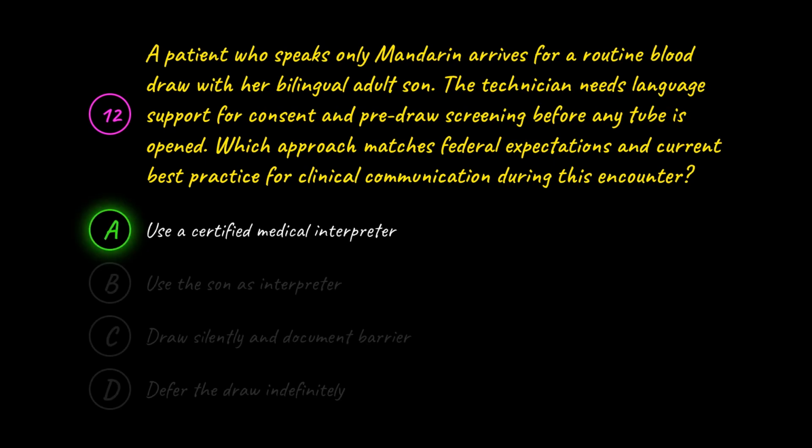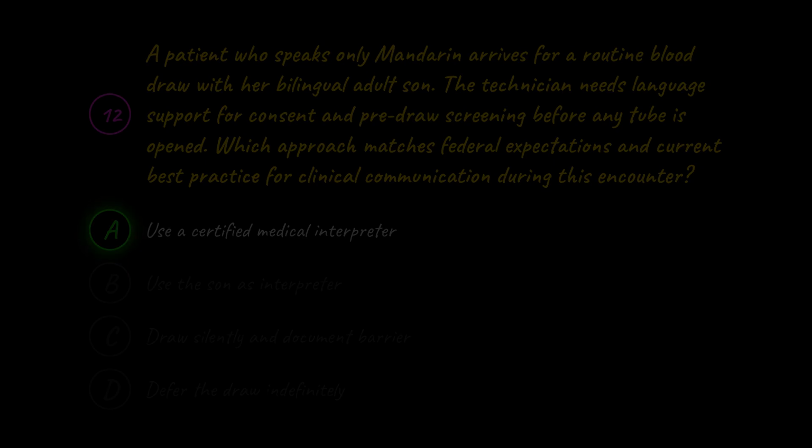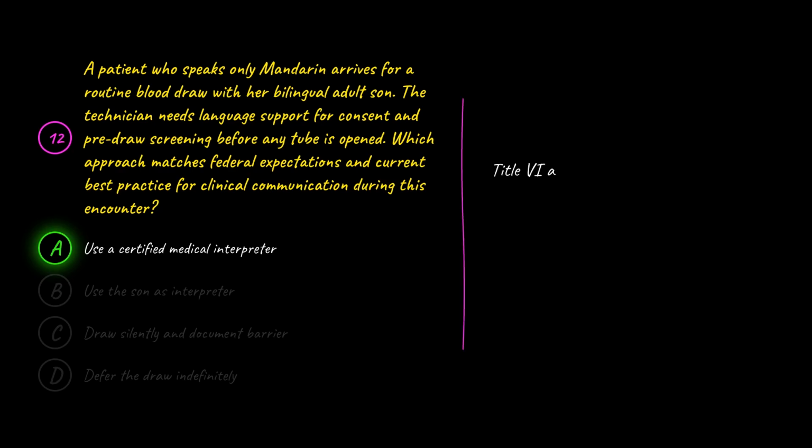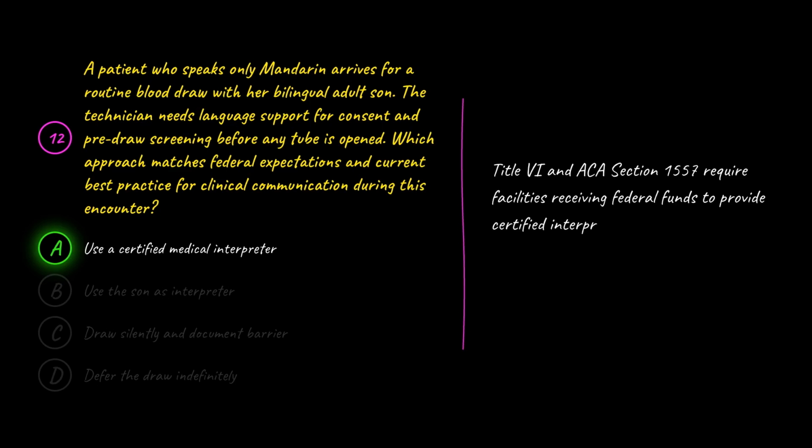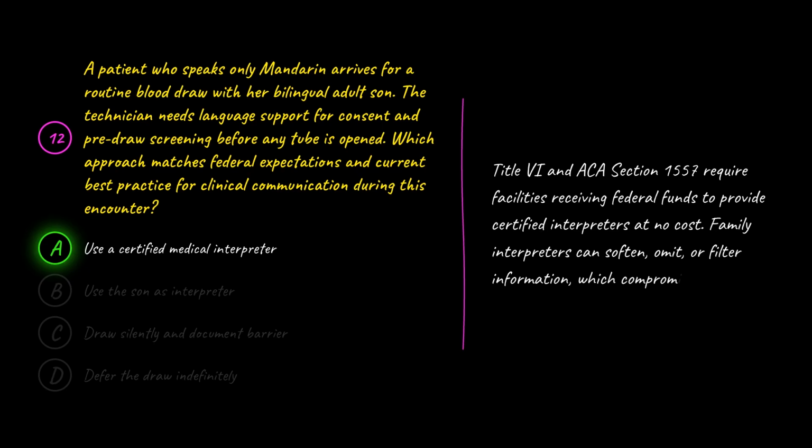The correct answer is A. Use a certified medical interpreter. A is correct because Title 6 and ACA Section 1557 require facilities receiving federal funds to provide certified interpreters at no cost. Family interpreters can soften, omit, or filter information, which compromises clinical accuracy and patient safety during the encounter.